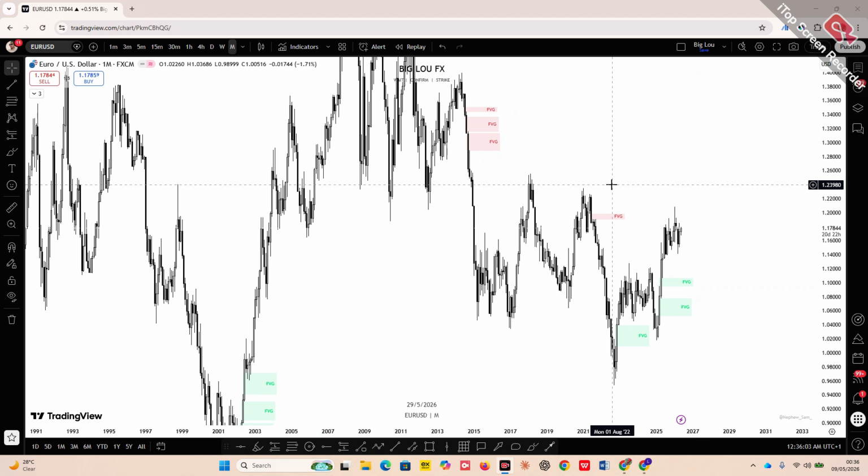Okay, welcome to this trade overview. We just want to look at what Euro USD has been doing and where Euro USD is going to.